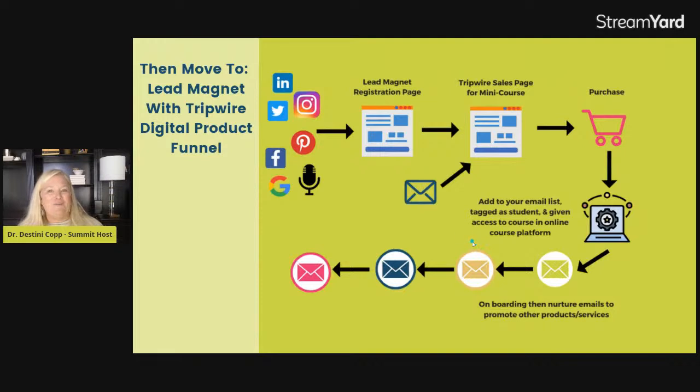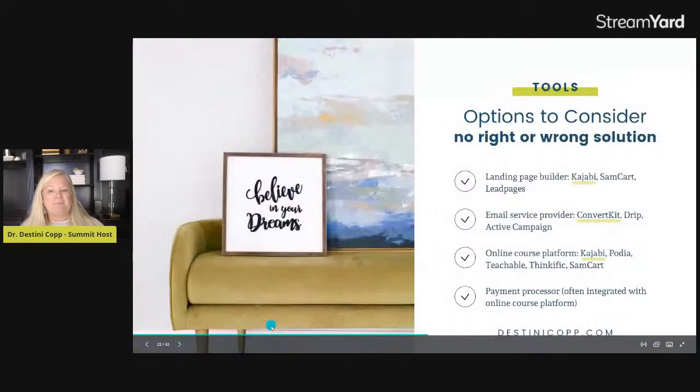So just to remind you of all this, we're talking about the landing page builder, which would be for your registration page. You would also use something like that for a sales page. You would need something to actually collect payment, some type of online course platform, and then of course something to deliver your emails and your automations and do your tags in there. So that gives you a visual of what we just talked about.